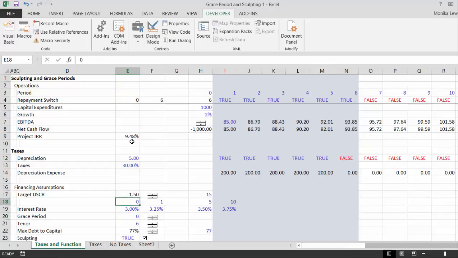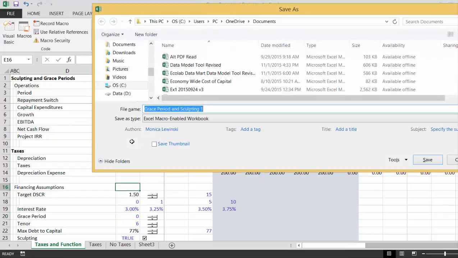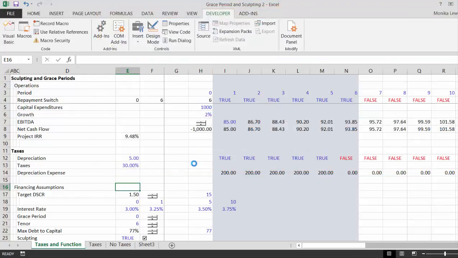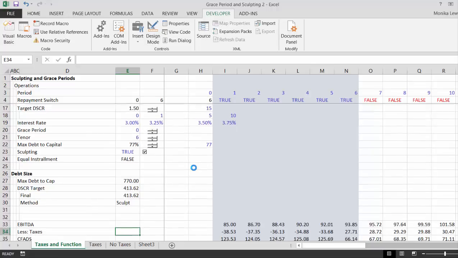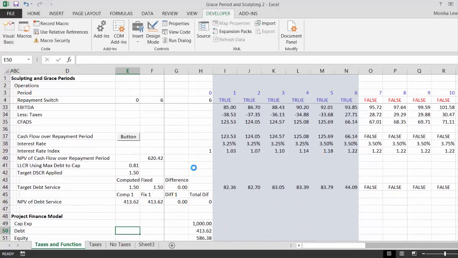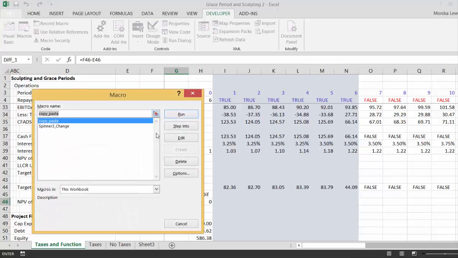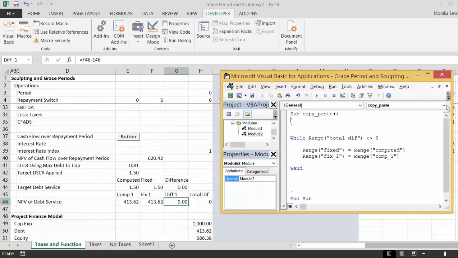So what we'll do now, and I'm going to call this one taxes and sculpt, maybe I should make it a new file. Okay, so we go through the basics. Now what we're going to have to do is make a function, and we need two things. We need the present value of the debt service, and we need the LLCR. So we go to our macro.